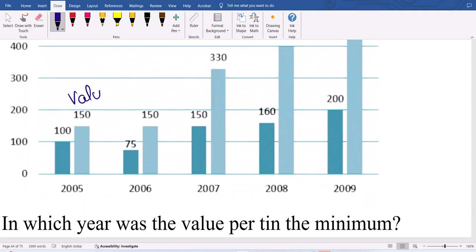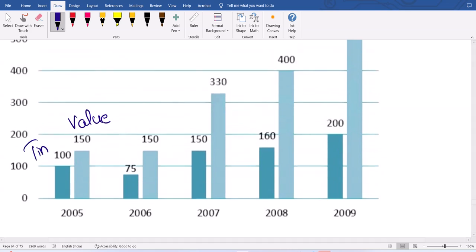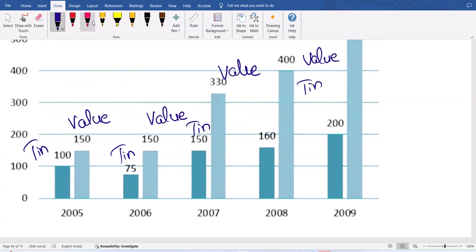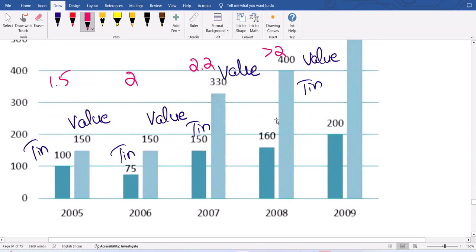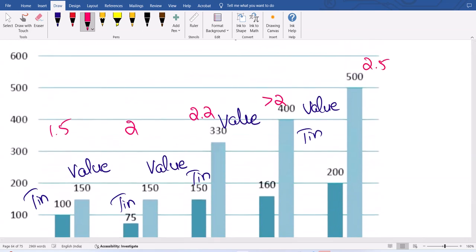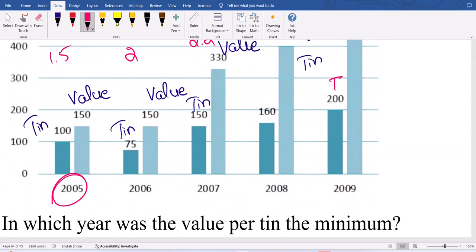This is value, this is number of tins. That's minimum in which year is the question. Guys, divide value with that, value per tin. How much amount you got? First one 150 divided by 100, 1.5. Here 2. Here 2.2. Here more than 2. Here 2.5. So which is minimum? 1.5. Which year? 2005.